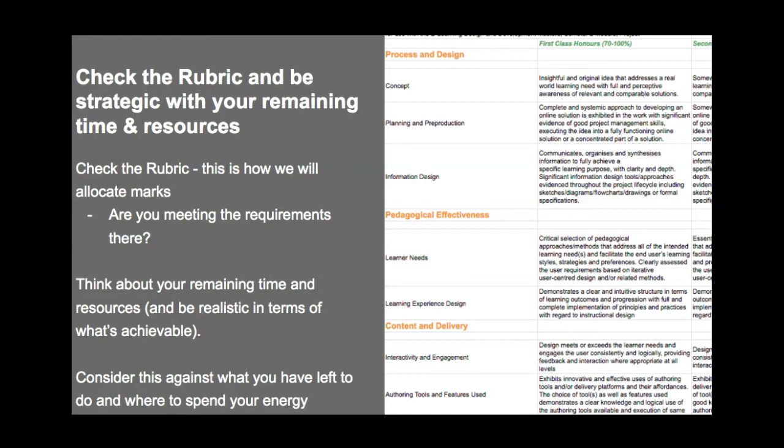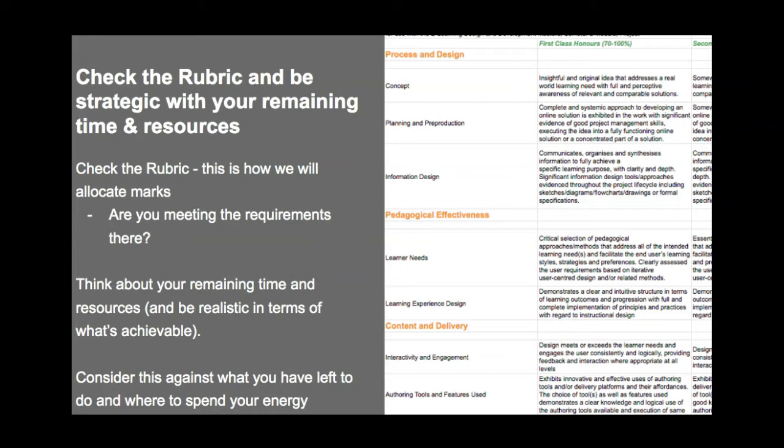One big thing, if you get a chance, is to check the rubric and to be strategic with your remaining time and resources. This is how we allocate the marks according to the different criteria available there. I would say don't take the text in the different cells absolutely verbatim. The main thing is the criteria that are listed and the overall, broader elements in the rubric.